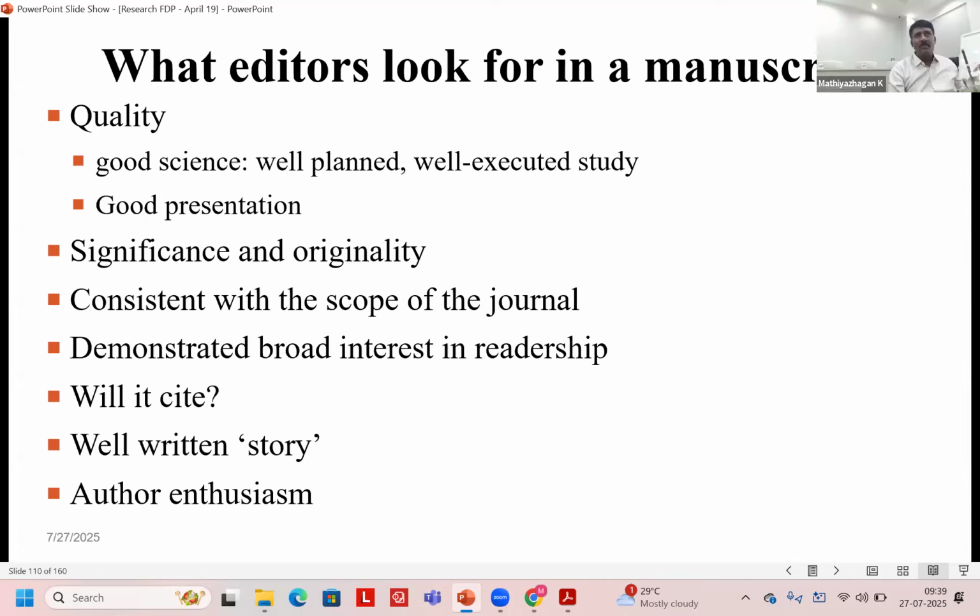But the rules and benefits refer to the structure of the paper, right? Good presentation means exactly structure. Good presentation means structure. Let me show you one example here. See here.